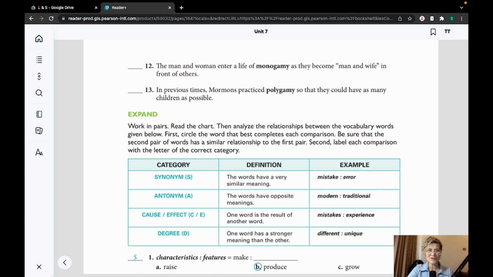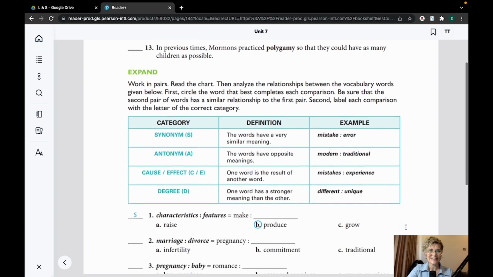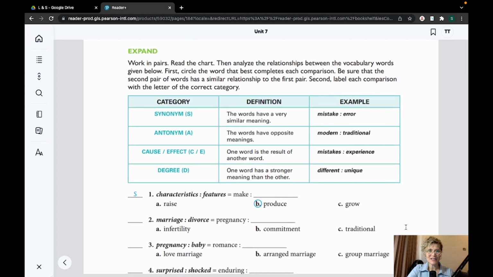Great, that brings us to expanding. Okay, we have a chart here. I want you to read the chart, then analyze the relationships between the vocabulary words given below. So we have the categories synonym, S, antonym, A, cause and effect, C, E, degree, D. And then we've got the definition.